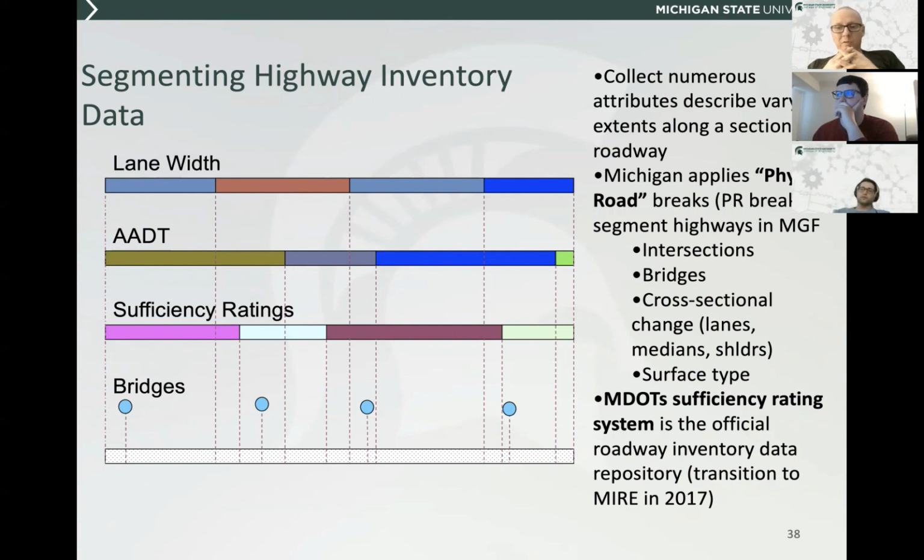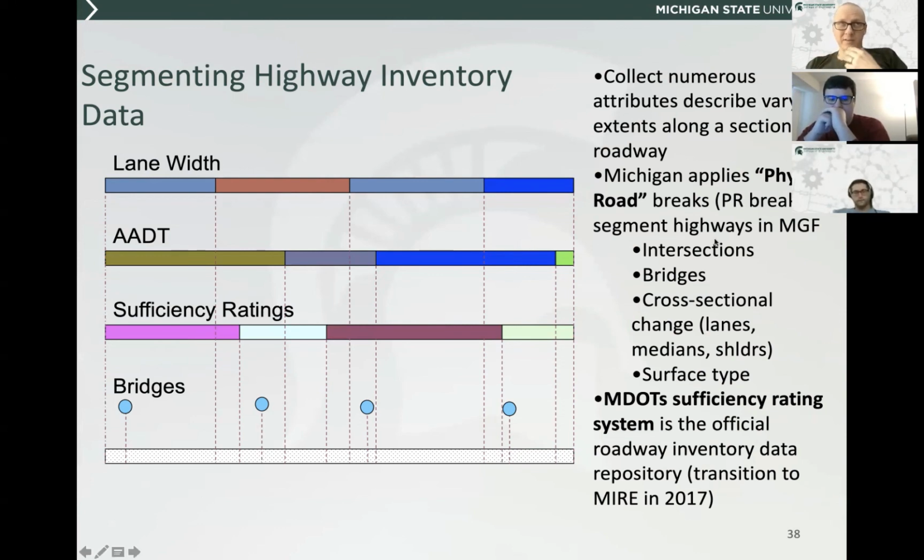So the way the segments are broken in the geographic framework is basically anytime there's an intersection or a bridge, anytime the surface type changes, or anytime there's a critical change in the cross section. So when there's a change in the number of travel lanes, when shoulder widths change, or when medians are introduced, those segments would tend to break. And that makes sense.